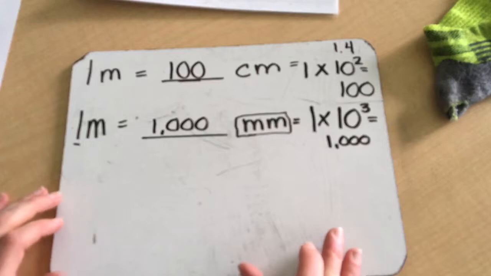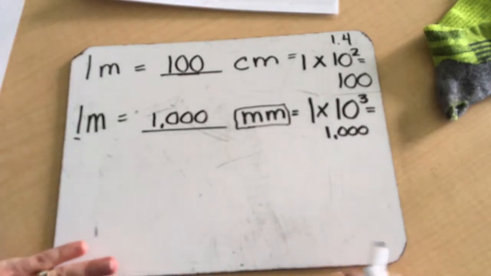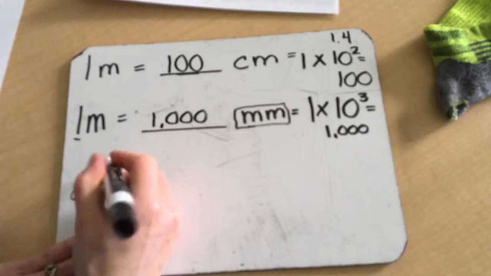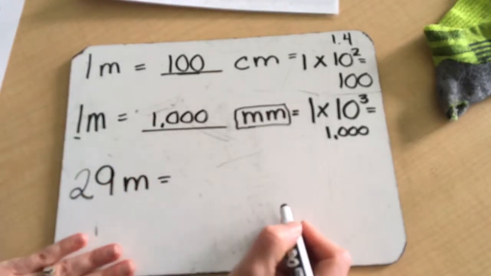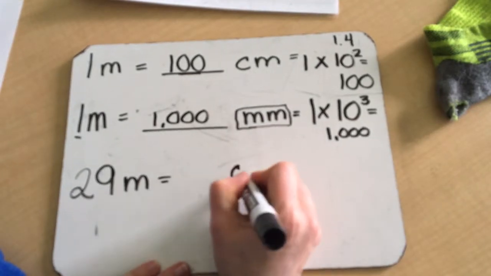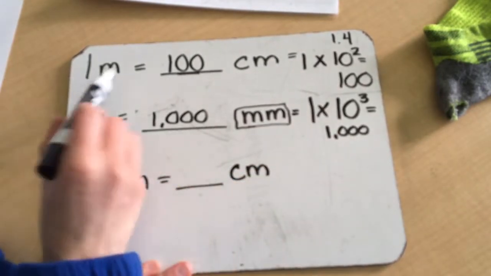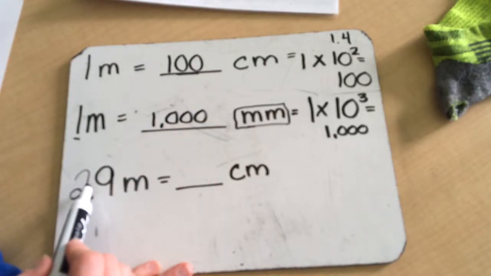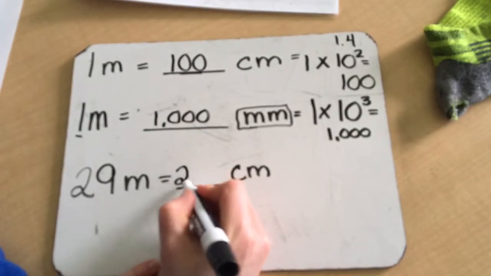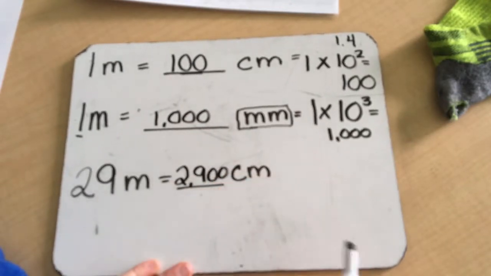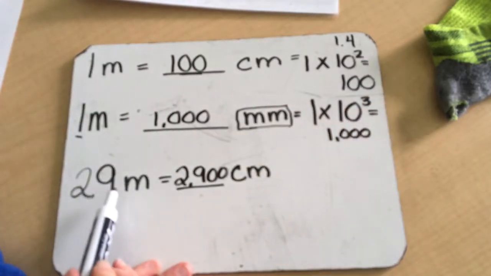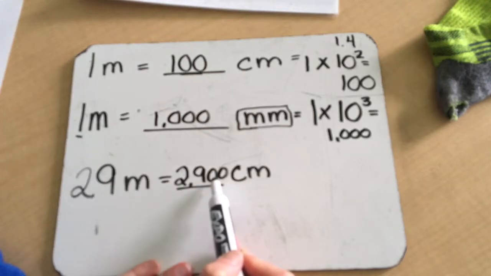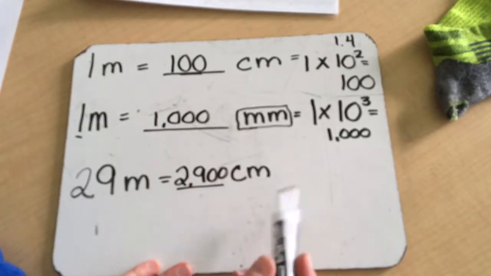All right, let's go ahead and do our very first one. Let's imagine I have 29 meters. How many centimeters is that? Well, if 1 is 100, 29 would be 2,900. Because it's times 10 to the second power, which means I'm shifting over 2 times. And when I put in those places that I've shifted, I put zeros.